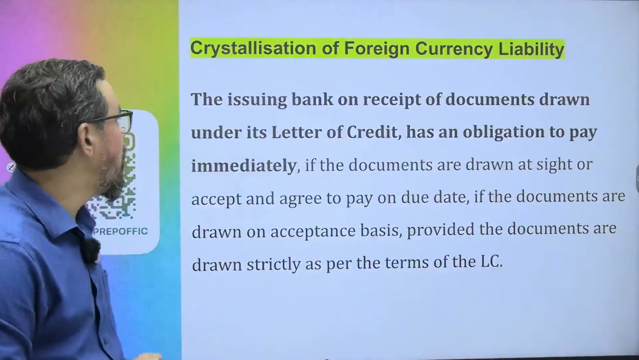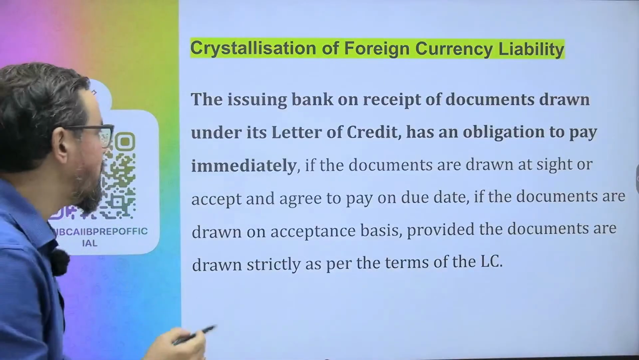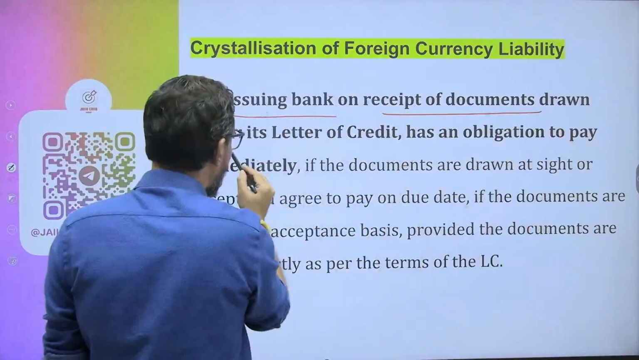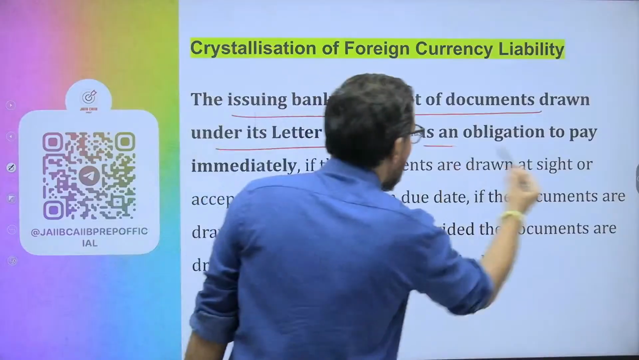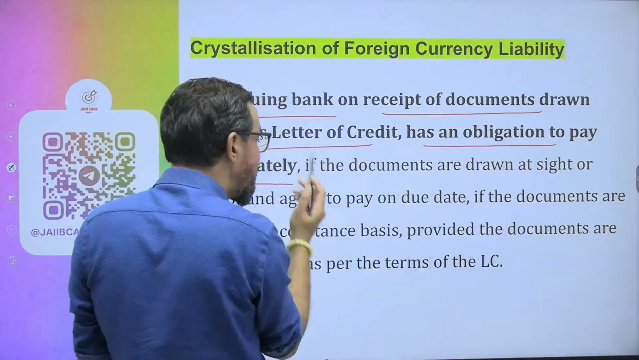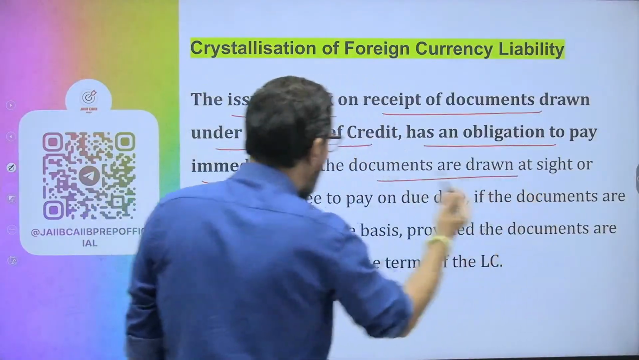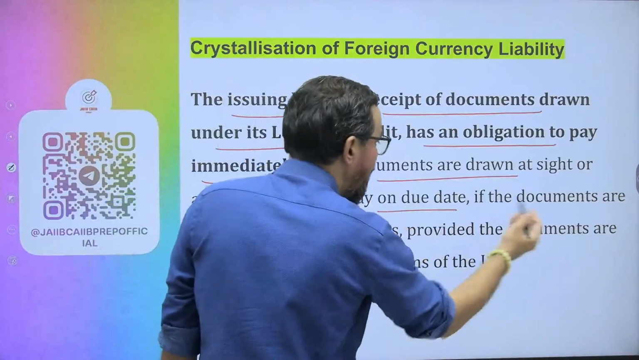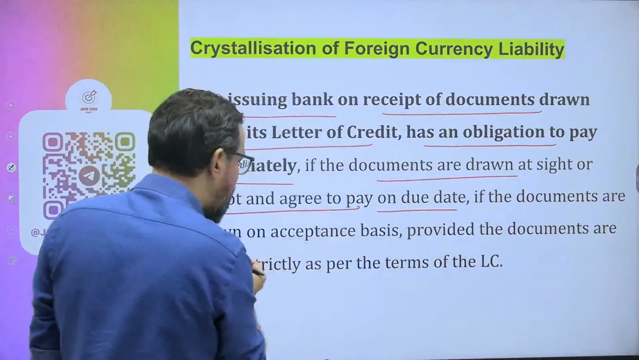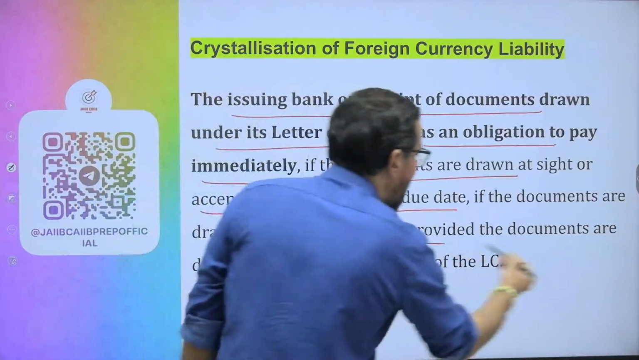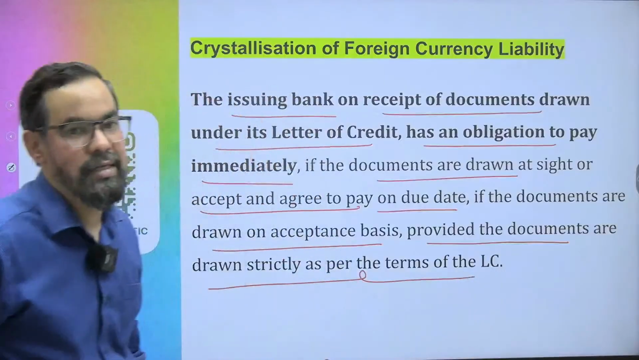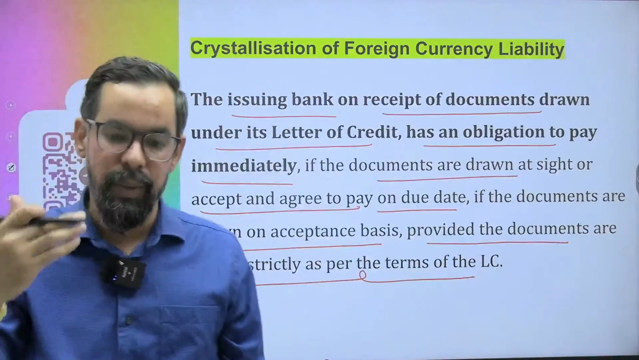Okay, so crystallization of foreign currency. The issuing bank, on receipt of documents drawn under the LC, has an obligation to pay immediately if documents are drawn at sight, or accept and agree to pay on a due date if the documents are drawn on acceptance basis, provided the documents are drawn strictly as per the terms of the LC itself. Crystallization is something around the payments.